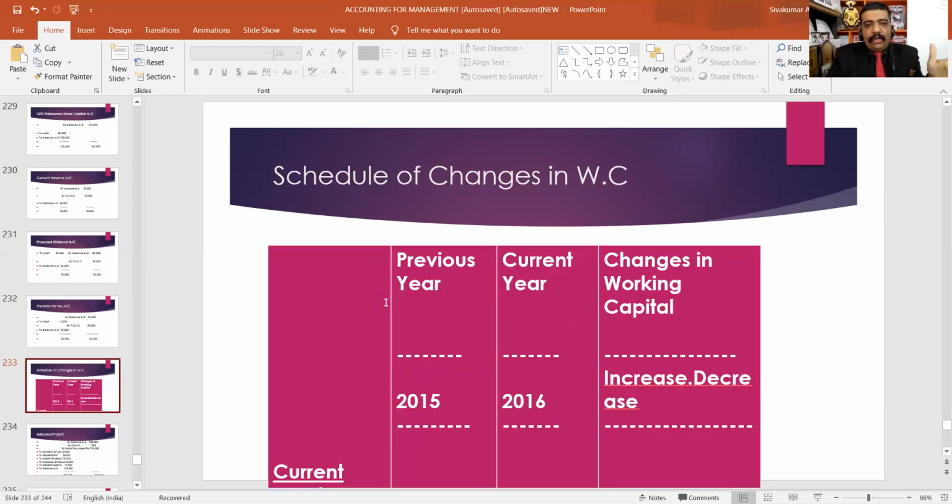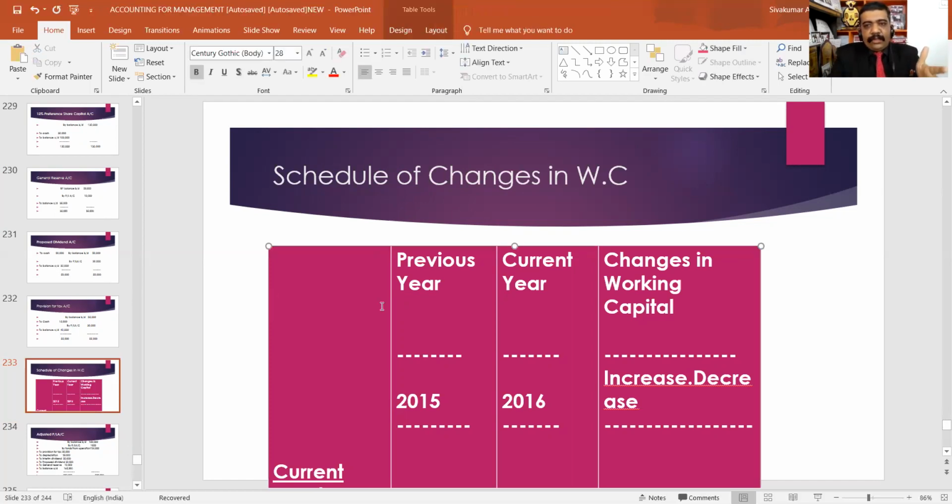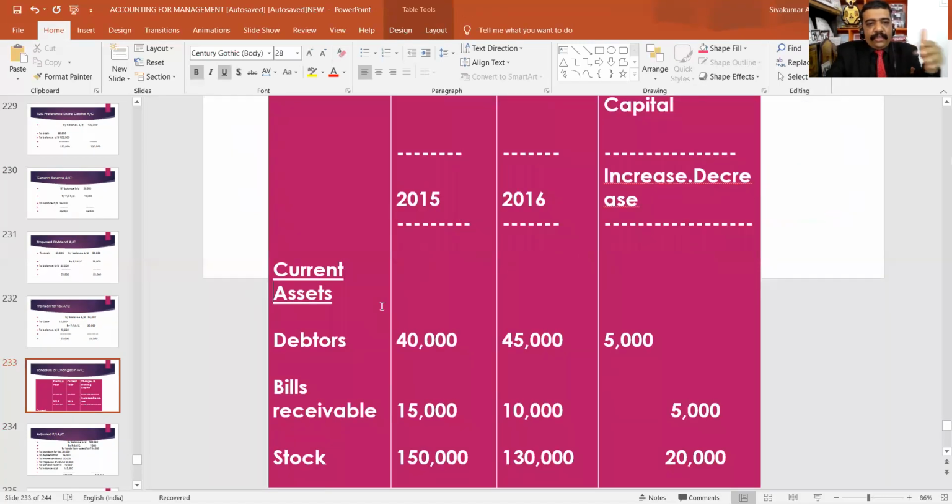Now you have to show the schedule of changes in working capital. Please draw the schedule of changes in working capital: previous year, current year, and changes in working capital. Two columns are to be included in the changes in working capital, that is increase and decrease. Then please show all current assets. Debtors 40,000, 45,000. Then the difference between 40,000 and 45,000 is 5,000, to be shown as an increase in working capital.